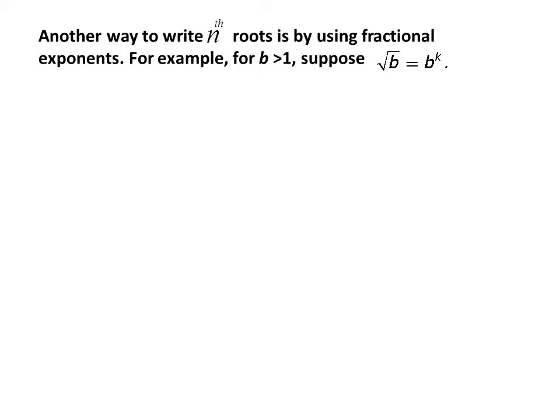Another way to write the nth root is by using a fractional exponent. For example, if b is greater than 1, suppose that the square root of b is equal to b raised to k. What's k? I don't know. It's just an exponent. So here I make them equal to each other, right? In order for me to solve this, I have to square both sides of the equation.